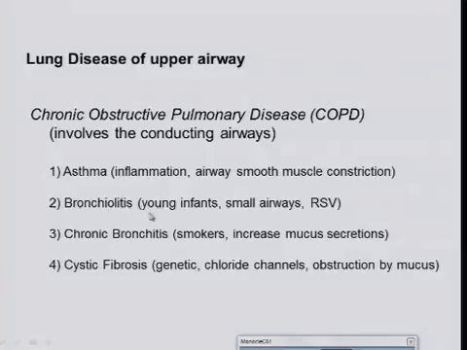Bronchiolitis, primarily found in young infants, involves the smaller airways, but it's primarily caused by RSV. Okay? That's a virus that's associated or found primarily in younger infants. So RSV is a respiratory syncytial virus, and that actually causes an inflammatory response as well, but it's due to a virus. So that is considered to be called bronchiolitis. Once again, it's a narrowing of the airways due to an inflammation from the virus.